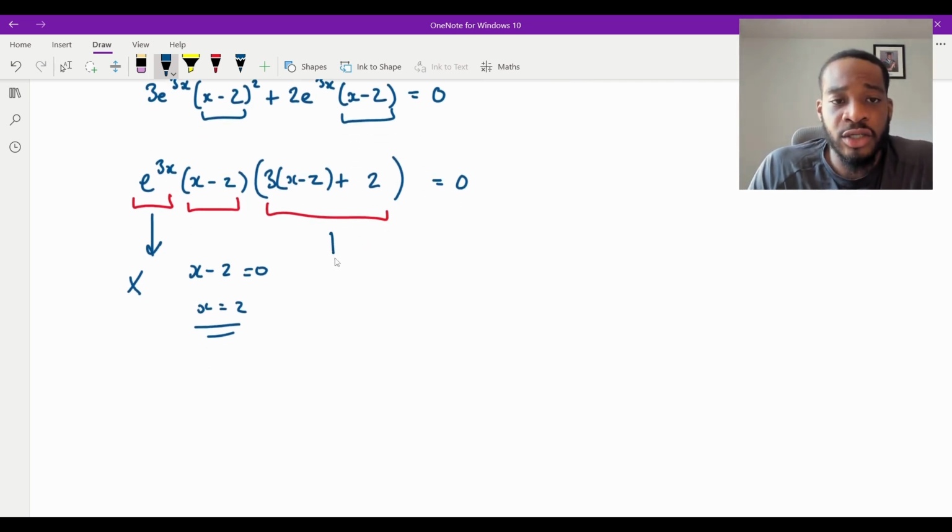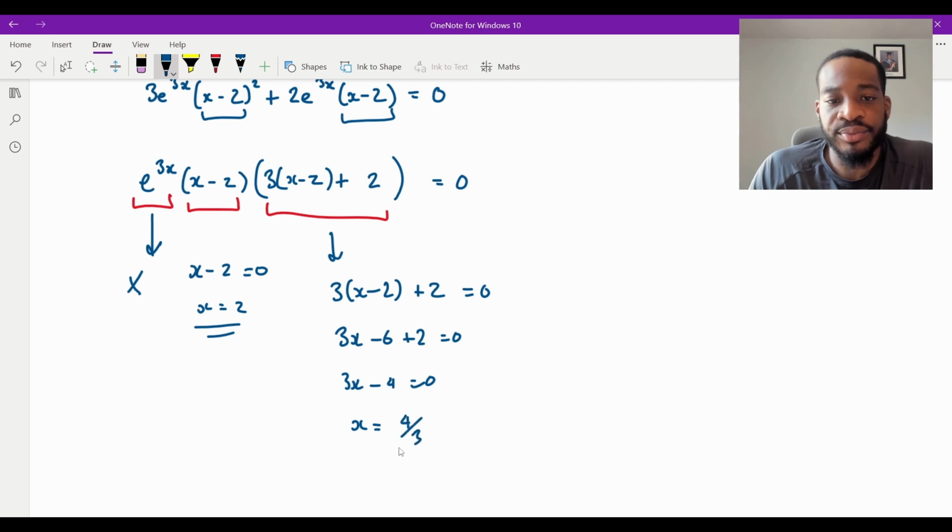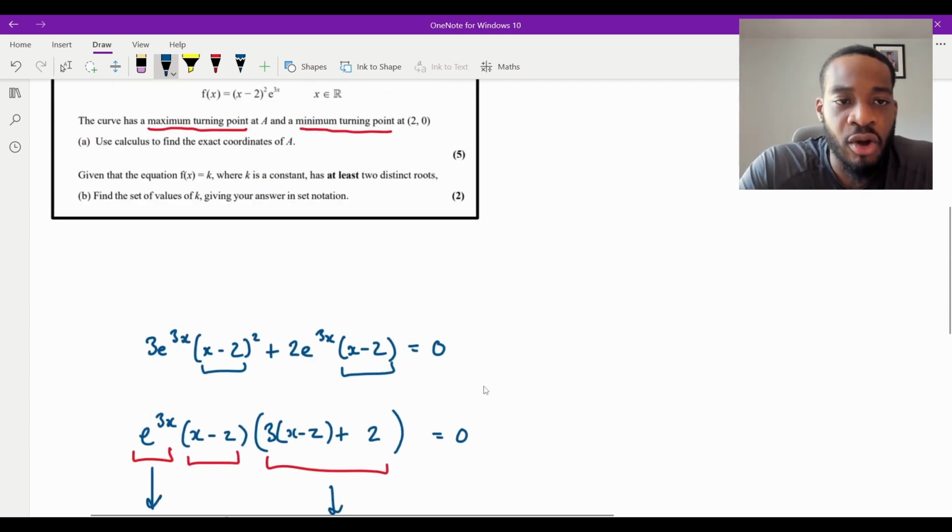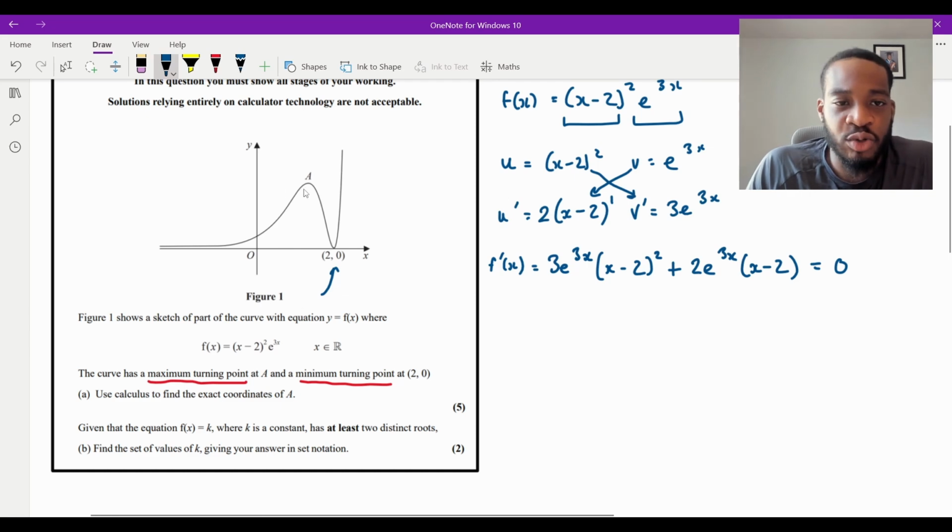So I need to solve 3 bracket x minus 2 plus 2 is equal to 0. Expand the bracket: 3x minus 6 plus 2 is equal to 0. 3x minus 4 is equal to 0. So that must mean that x is going to equal, add 4, divided by 3. So x is equal to 4/3. So geometrically, that x equals 4/3 corresponds to that point over there.